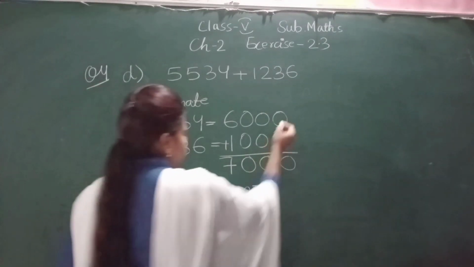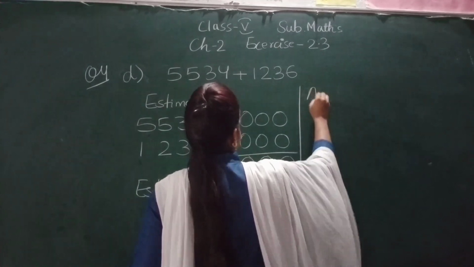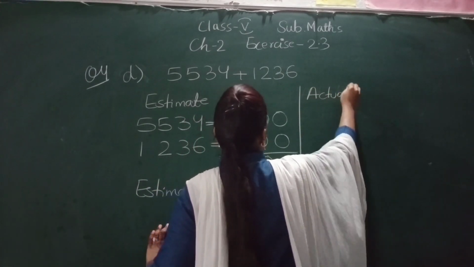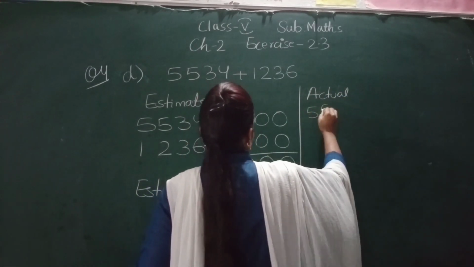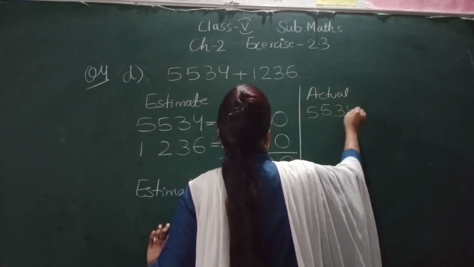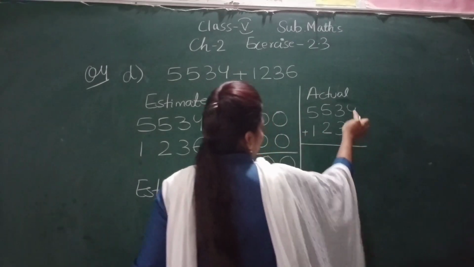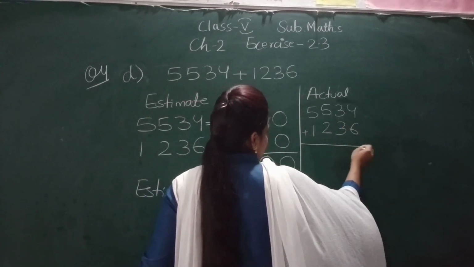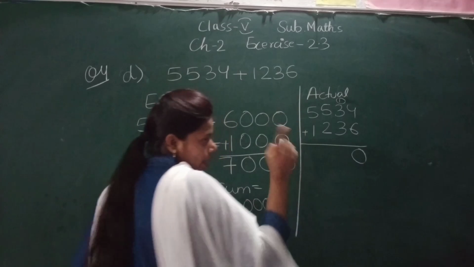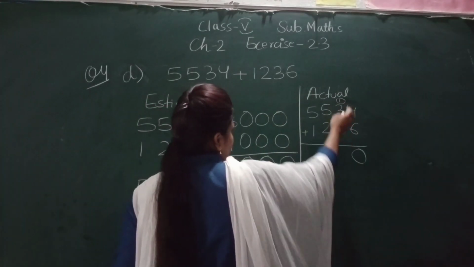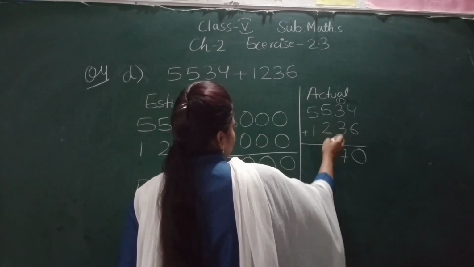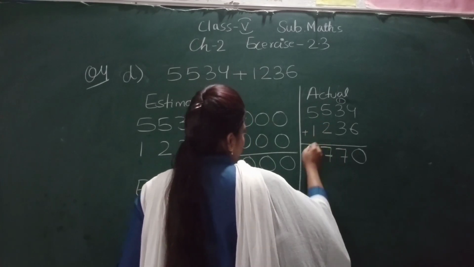Now let's see the actual sum. The actual one is very easy. We write the same question: 5,534, 6,321 plus 1,236. 4 plus 6 is 10. We write 0, 1 will get carried. 3 plus 3 is 6, plus 1 is 7. 5 plus 2 is 7. 5 plus 1 is 6.